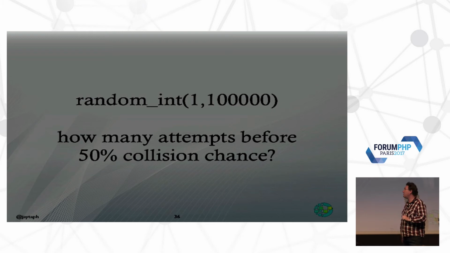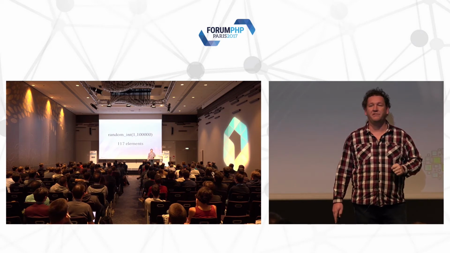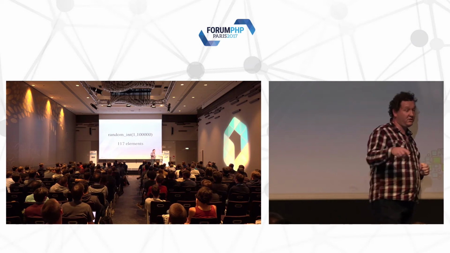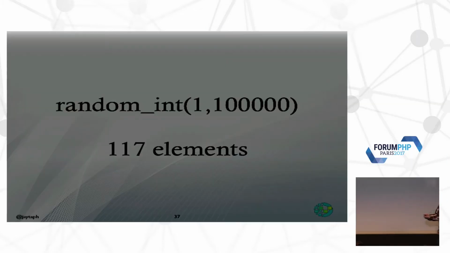Here's a nice one. Suppose I take a random integer between 1 and 100,000. How many attempts before we get a 50% chance of collision? 1,000? 10,000? Who thinks more? Who thinks less? 500? You only need 117 elements. You can actually try that, not right now, but after the presentation. Try to write a program that actually does it. And if you iterate it enough, then it will be around 50% chance that you will hit collisions after 117 elements. That's not a lot.